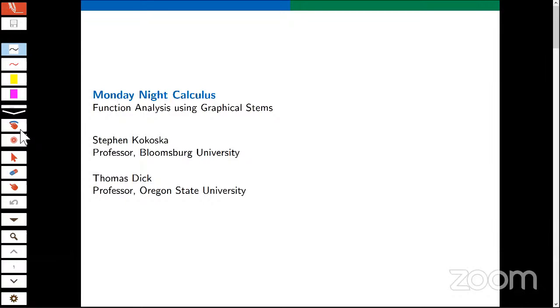So tonight's topic is function analysis using graphical stems, and this has really been a bread and butter type problem in AP Calculus for decades. There are lots of concepts here, and we could probably take 2 or 3 nights to talk about all of them. But what I'm going to try to do is to solve one kind of long problem, and discuss some of these concepts along the way. I hope that I'll be able to answer some of your questions. I hope you'll have a couple for me.